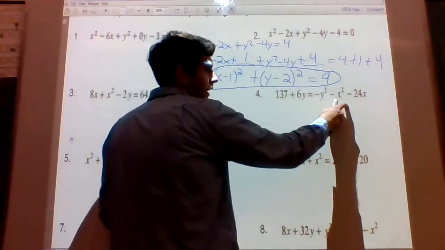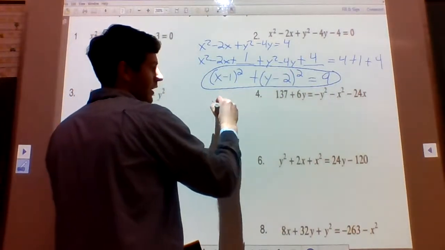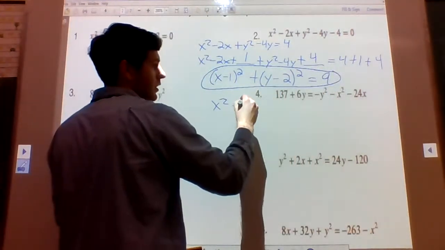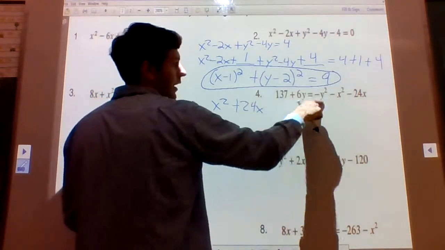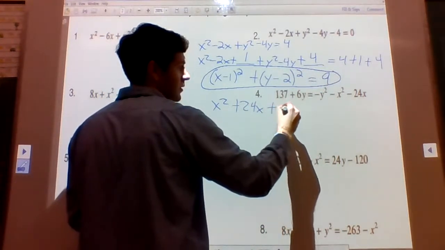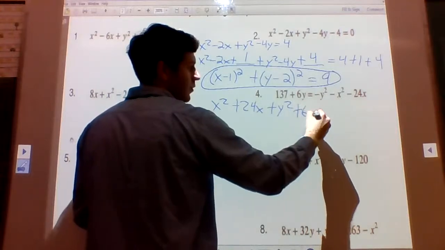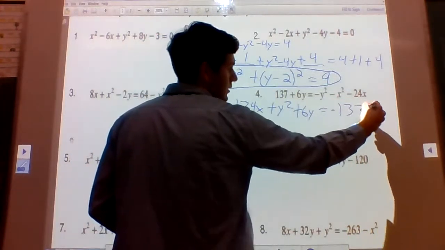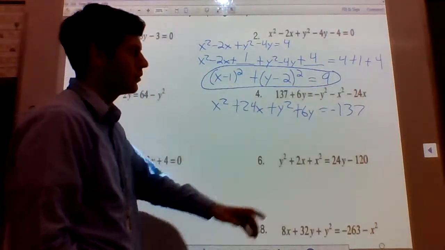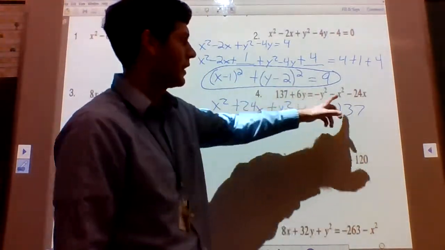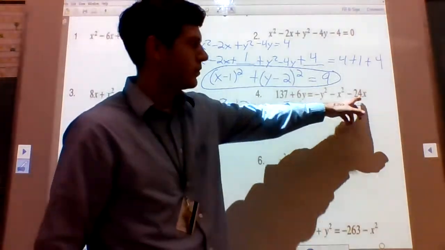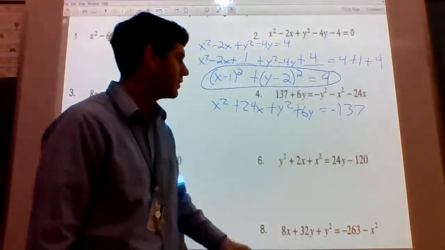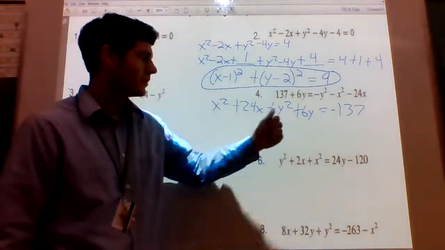So let's move them to the other side. Add x squared to this side, we get x squared. Add 24x to the other side, we get plus 24x. Add y squared to this side, plus 6y, leave 6y on this side, and then subtract 137 to the other side, we get minus 137. So we're adding y squared to both sides, we're adding x squared to both sides, we're adding 24x to both sides, we're leaving the 6y, and we're subtracting 137. This way we have positive x squared, positive y squared.